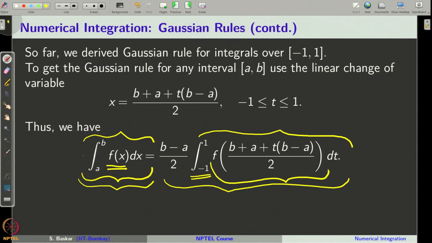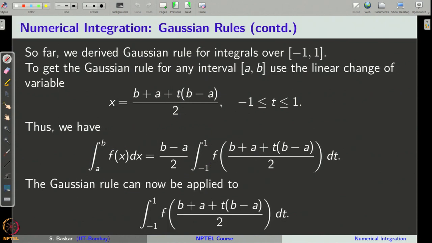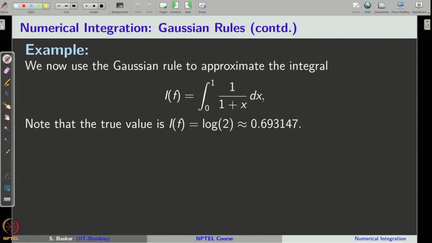They just take this f and apply the Gaussian quadrature rule for this f only. You should not do that. You should apply it to this integrand. Okay? Therefore, the Gaussian quadrature rule should be applied to this integral, and then you multiply it with this number in order to get an approximate value of this integral using the Gaussian rule. That is one extra work you have to do. You should not forget that.